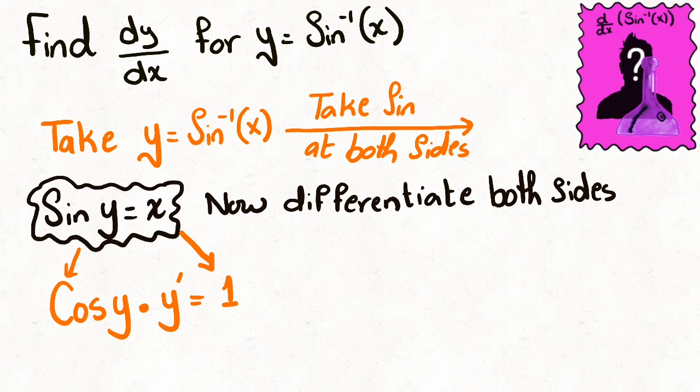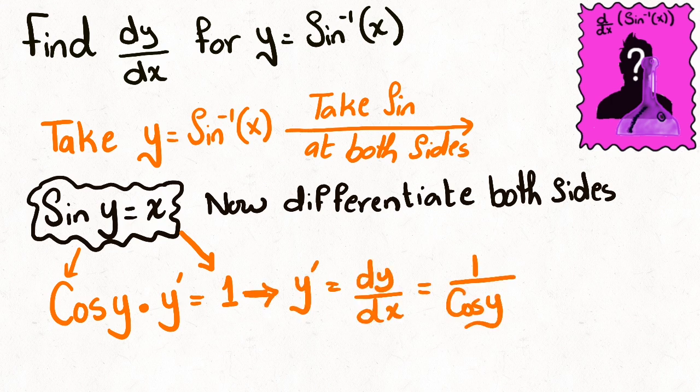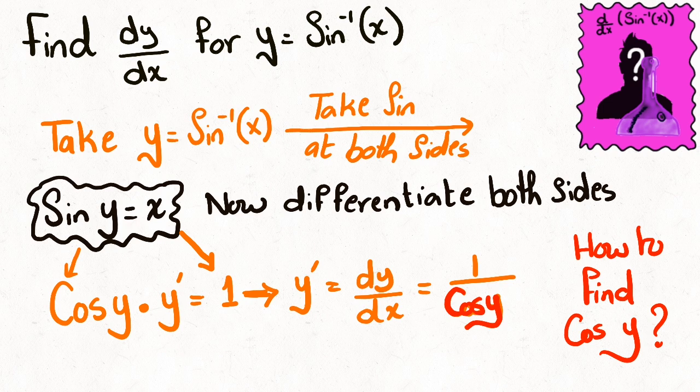Then I'd like to isolate y prime alone, or the derivative, by saying y prime, or dy divided by dx, equal 1 over cosine y. Now how to find cosine y? We need to go back to the fact that sine y equal x.